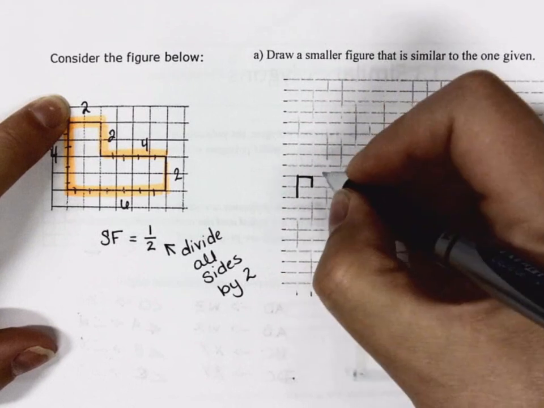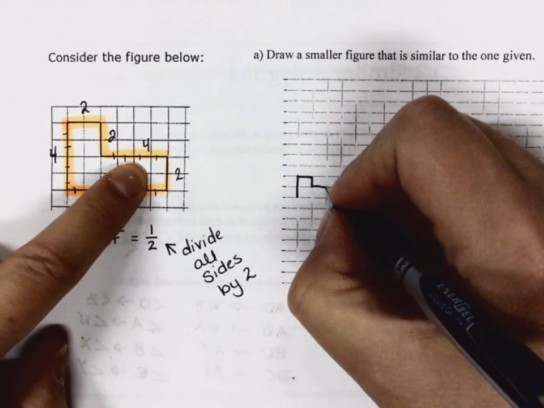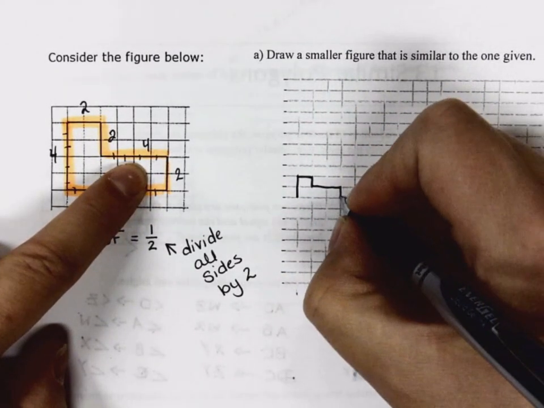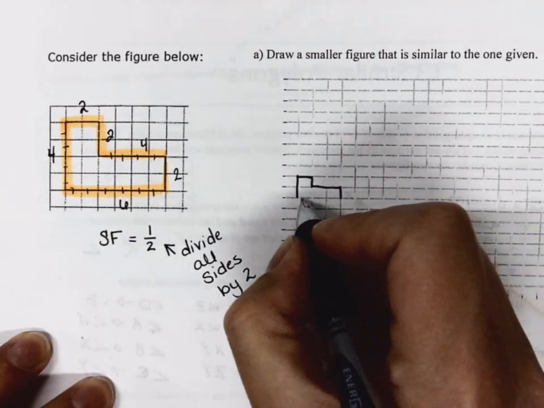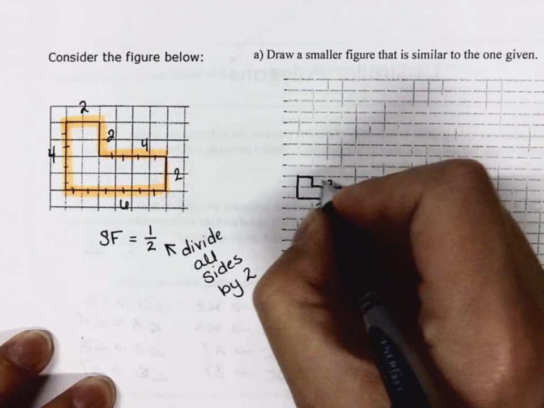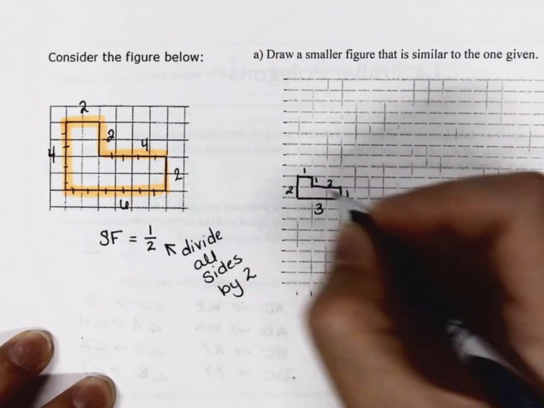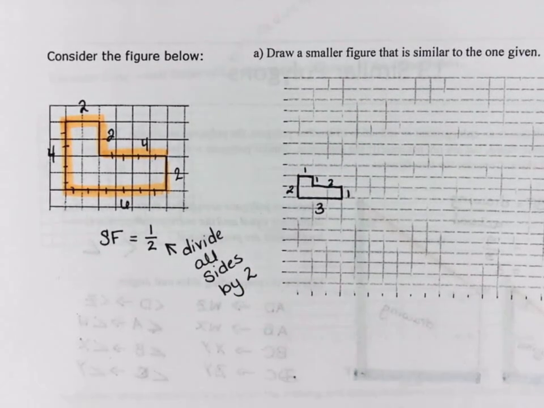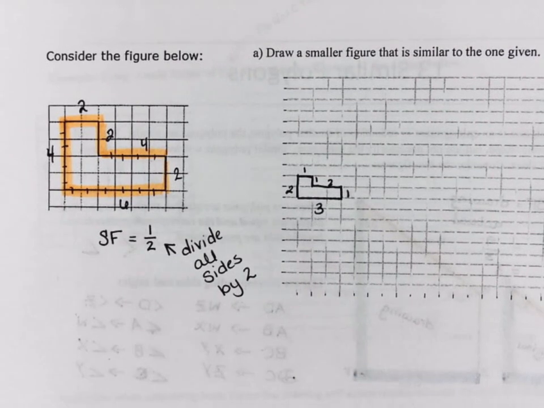That'll be 1. And this will be 2. And that'll be 1. And this should be 3, which it is. 3, 1, 2, 1, 1, and 2. Whew, that's a tiny little drawing. That's a little tiny.